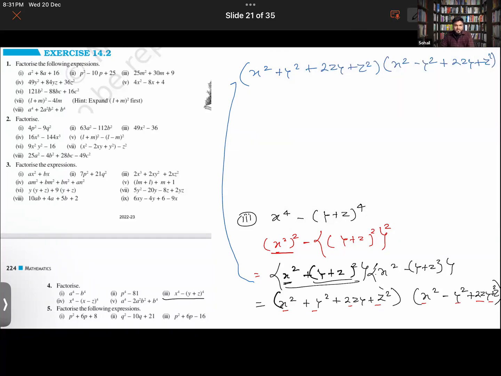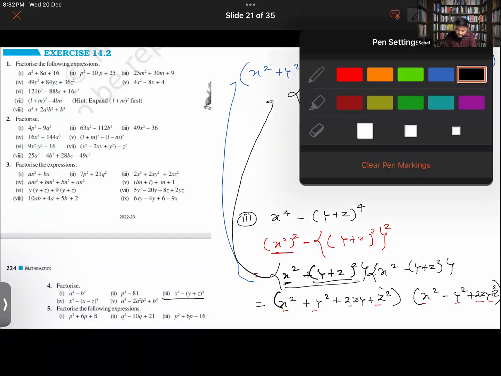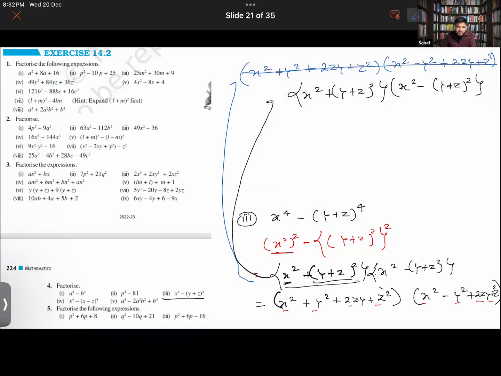Okay. Further, I get to see that in this way we won't be able to solve it further. If we solve it this way, we will not be able to solve further. So we will be taking this expression and see if we can do anything in this one. That is x square plus y plus z whole square into x square minus y plus z whole square. Okay, we won't be taking this one. Take it now.